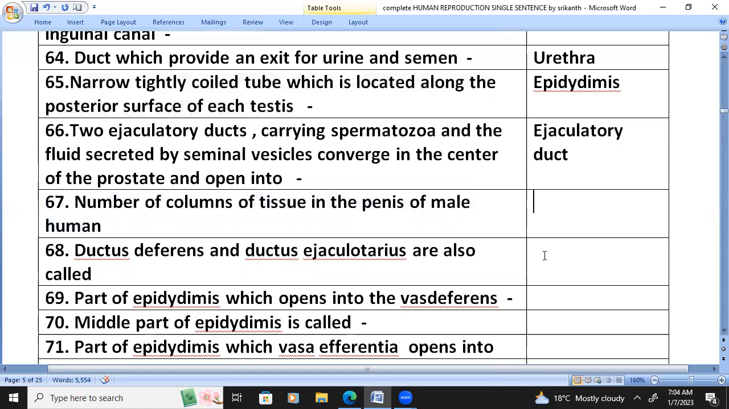Number of columns of tissue in the penis of male human: 3 columns. Ductus deferens is also called vas deferens. Ductus ejaculatorius is also called ejaculatory duct.